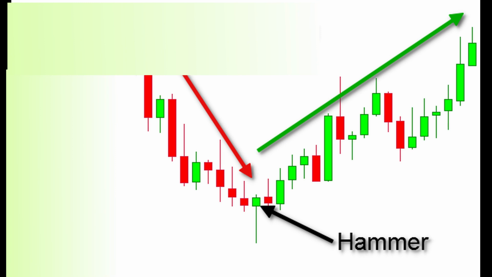It shows that even though there was earlier selling pressure, ultimately a strong buying pressure drove the price back up. The color of the body can be either red or green, where a green body shows a stronger bull market than a red body.